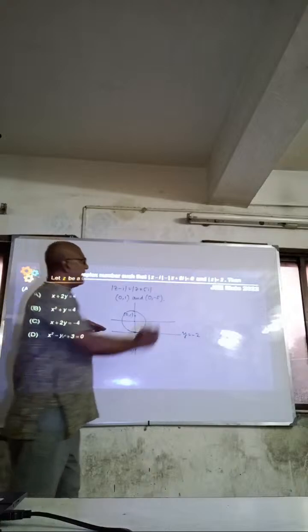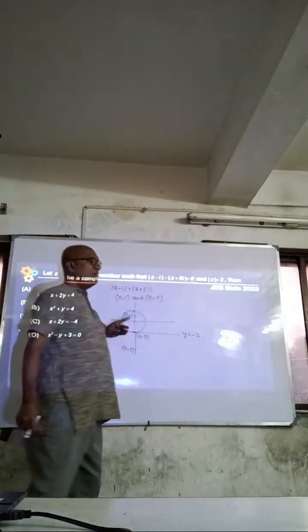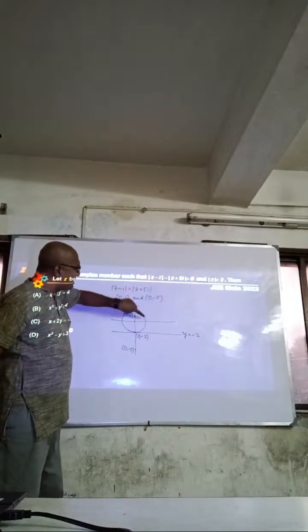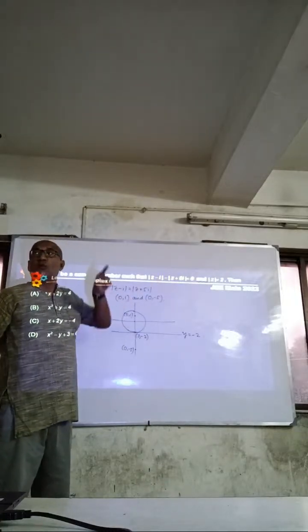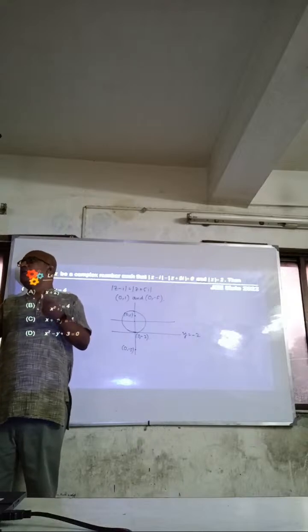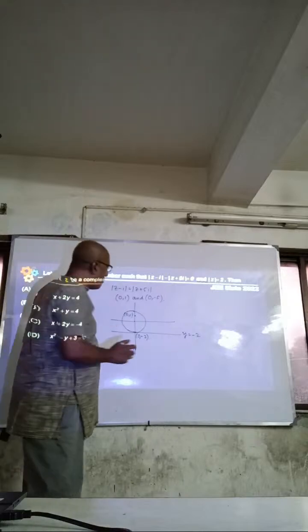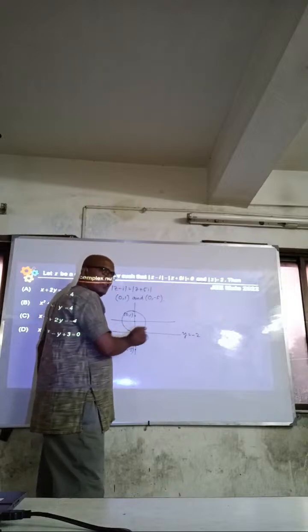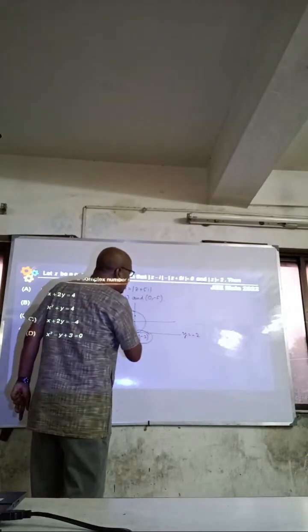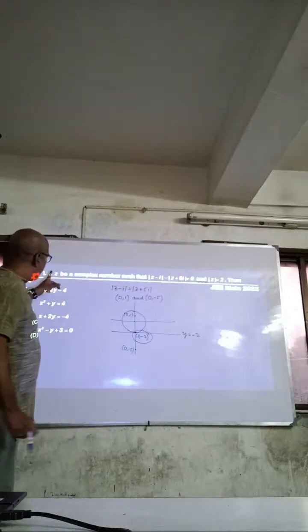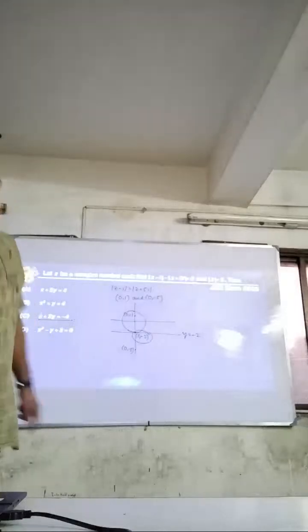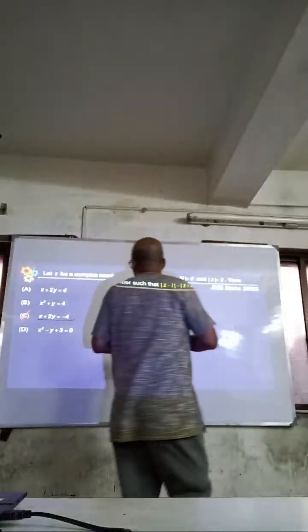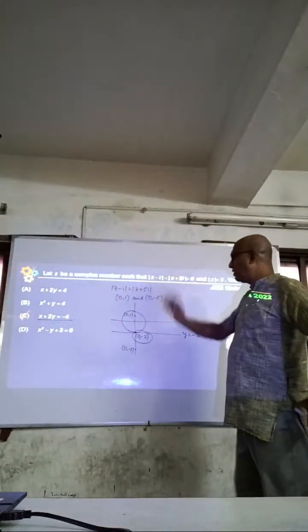This z is lying on this perpendicular bisector, and mod z equals to 2 means z is lying on the circumference of this circle. So what is the common point? Definitely the common point is 0, minus 2. Now you have to check in which equation it satisfies. So obviously it is satisfied. Hence option C is correct.